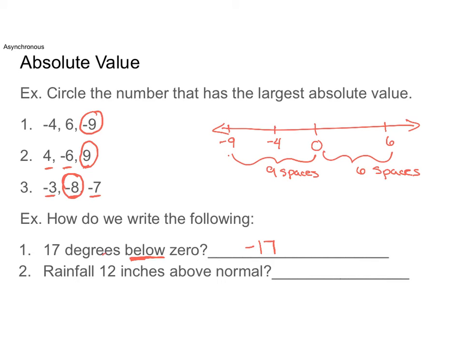The rainfall is 12 inches above normal. So that would be positive. So you can just write 12. You can write a plus 12 if you want. It doesn't matter. This is positive 12 and that is also positive 12. Okay? Usually when we are writing positives, we don't put the positive in there.